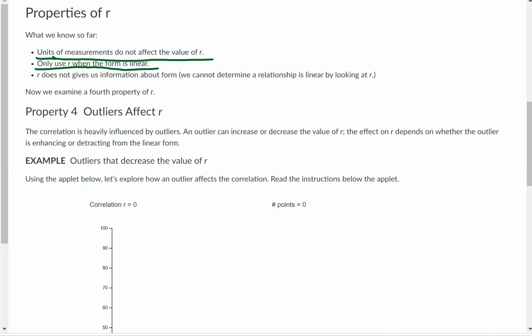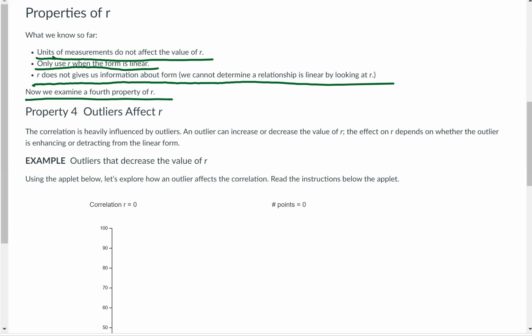Second, only use r when the form is linear. Like they said, you first plot the data, plot all the ordered pairs. If it looks linear, then calculate r. If it doesn't look linear, figure something else out, something from a future statistics class you might take, or a different class. The third is from the previous page: r does not give us information about form. We cannot determine a relationship is linear by looking at r.